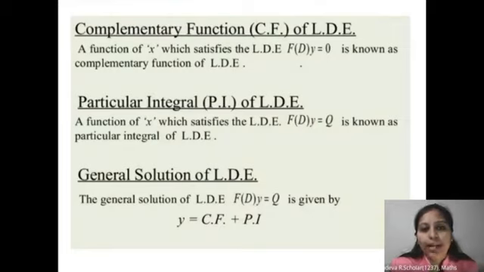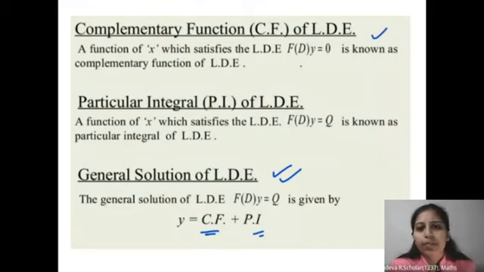For finding the general solution of a linear differential equation with constant coefficients, we find two parts. One is the complementary function and the second is the particular integral. So what is the complementary function? The complementary function is a function which satisfies the homogeneous part only, which is a solution of the homogeneous part, f(D)y is equal to 0.